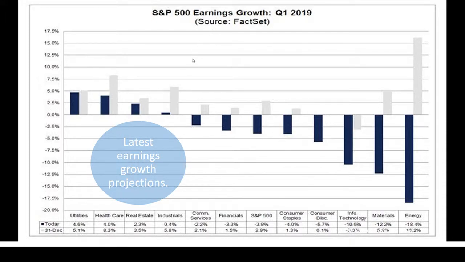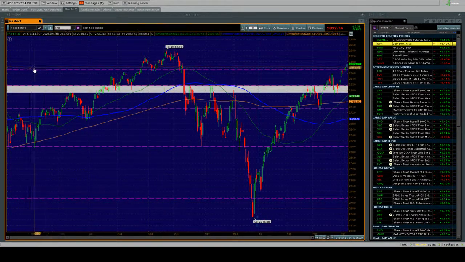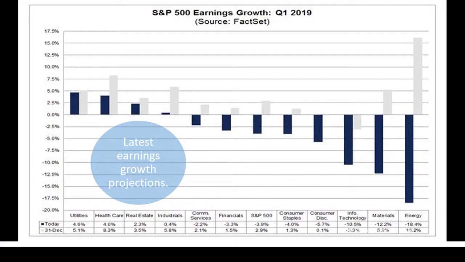And this is the latest earnings growth projections from FactSet. You can see on an annualized basis, from last year, the S&P 500 is expected to have a minus 3.9% earnings growth. And yet, where are stock prices? Well, they are, from a year ago, higher. That doesn't make any sense. Doesn't make any sense at all, because earnings growth is negative over last year.